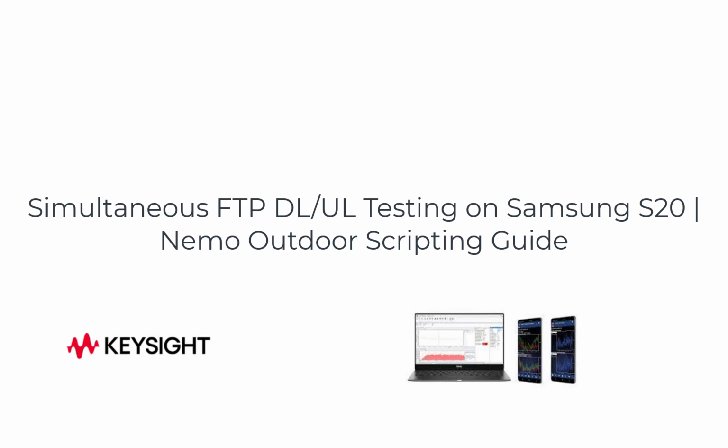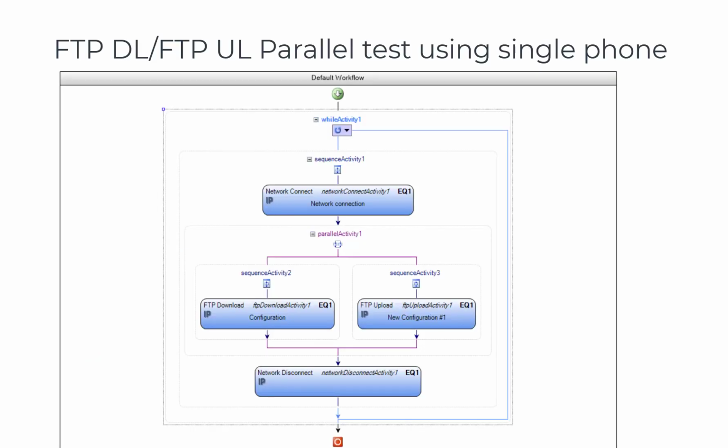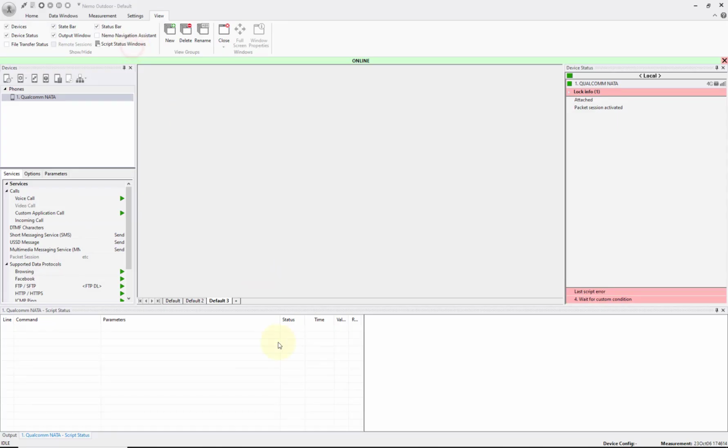Welcome to this tutorial on performing FTP download and upload tests using Nemo outdoor tool on a Samsung S20 device. Today, we'll show you how to write a script to let the Samsung S20 device perform FTP download and FTP upload tests concurrently. Let's dive in.